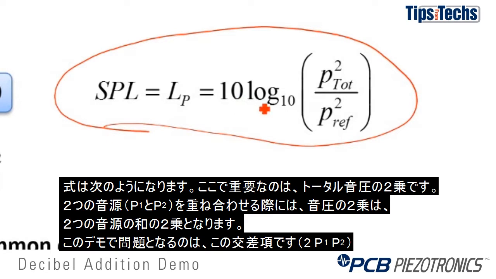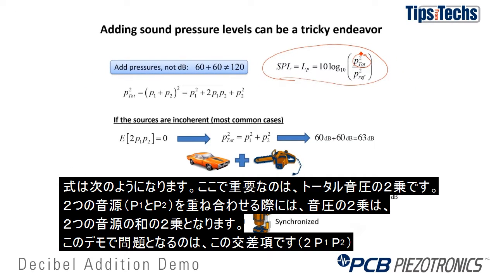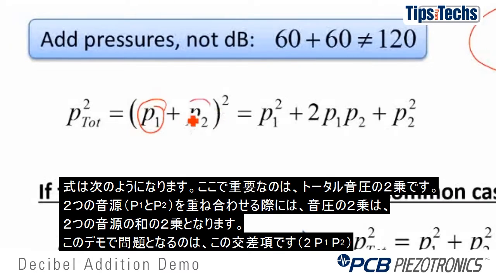We take 10 times the base 10 logarithm of the total pressure squared divided by the reference pressure squared. And what we're interested in here is this total pressure squared term. When we're adding two sources together, P1 and P2, the pressure squared is the square of the sum of those two sources. And what we're concerned about in this demonstration is this cross term, 2P1P2.